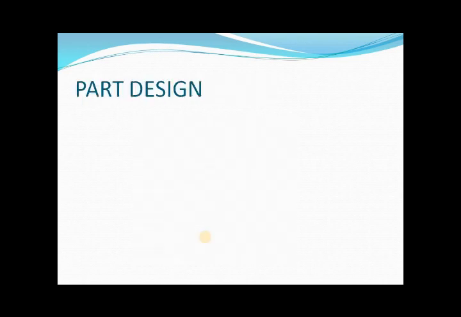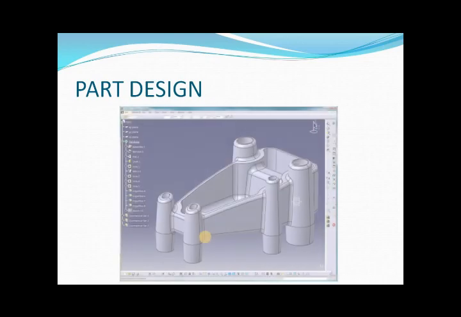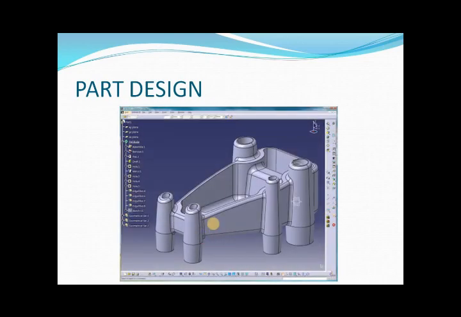Then part design. In CATIA we have a number of feature-based components and hybrid components. This type of modeling we can do in CATIA using particular tools. In the coming sessions I am going to show what tools we have in CATIA for part design to do the modeling.